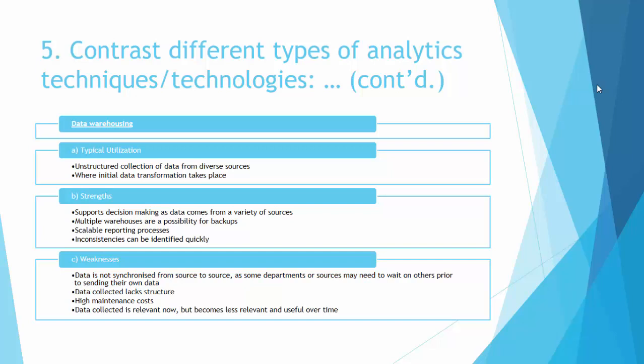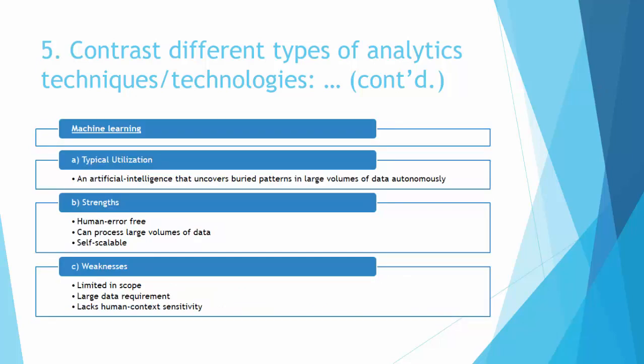Disadvantage of using data warehousing as part of an analytic technique is that the data is not synchronized from source to source, as some departments or sources may need to wait on others prior to sending their own data. Other than that, the data that is collected lacks structure, and maintaining data warehousing is not cheap, it can be costly. And lastly, data collected is relevant now, but it will become less relevant and useful over time.